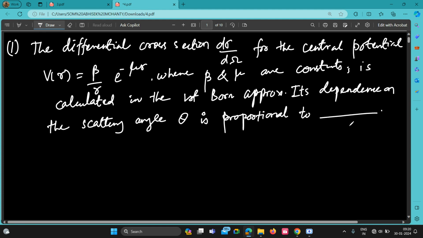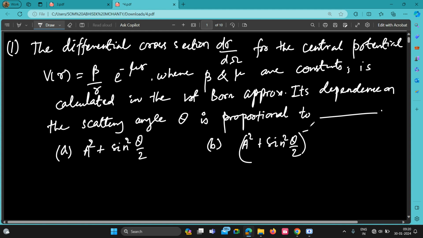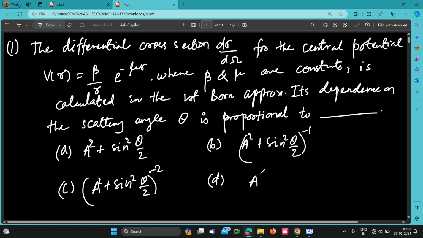Option A: a² plus sin²(θ/2). Option B: (a² plus sin²(θ/2)) inverse. Option C: (a² plus sin²(θ/2)) to the power minus 2. Option D: (a² plus sin²(θ/2)) squared. Okay, this is the question.